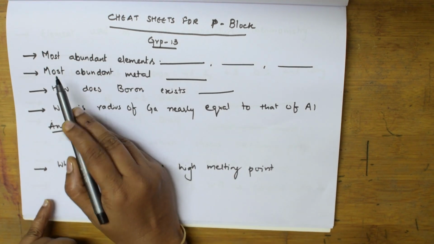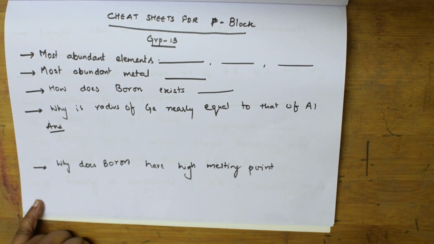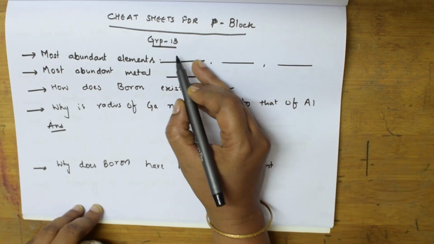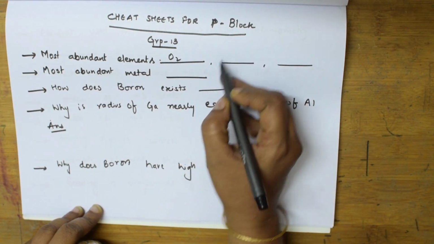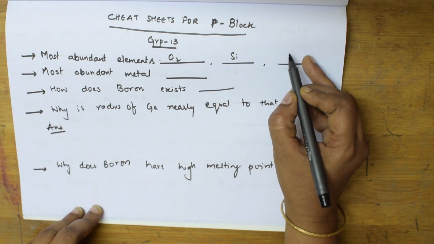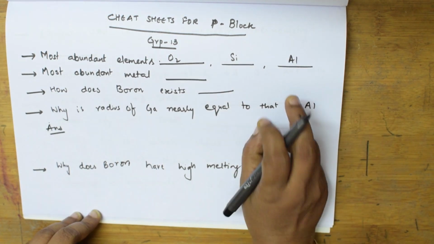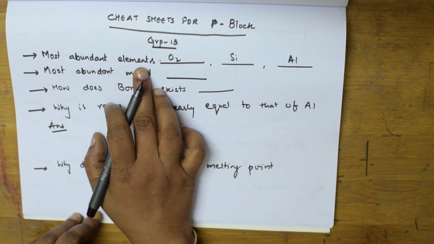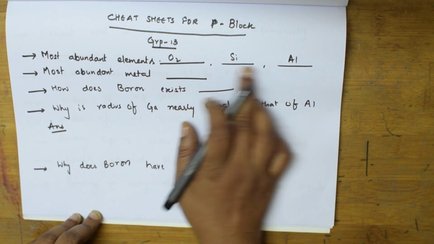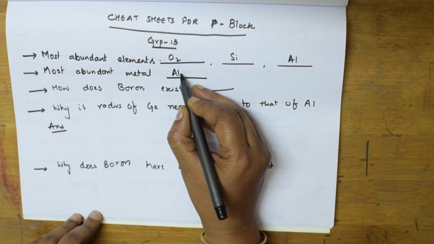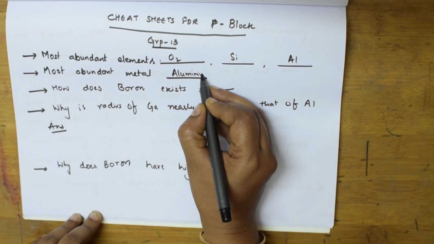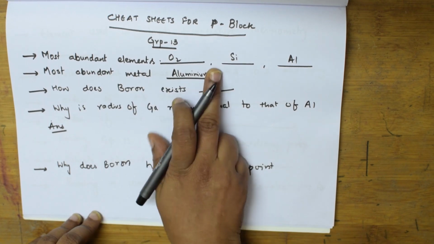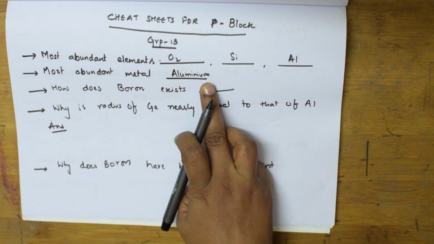What is this? Most abundant elements. So the most abundant element. What is the first most abundant element? First is oxygen. Next abundant element is silicon. Next abundant element is aluminium. Right. Now, the most abundant metal. So the most abundant metal among all these three is aluminium. So remember the option carefully. The most abundant element is oxygen, and the most abundant metal is aluminium.